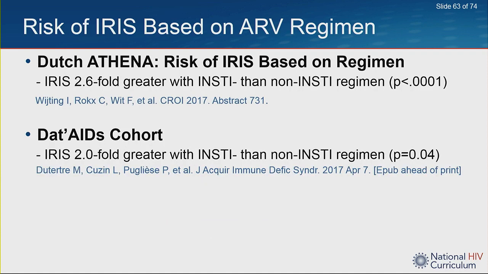So where did this notion come from? Well, it came from two studies that were presented at CROI, one that has been presented, one that has been published just very recently in the spring. There's the Dutch ATHENA study and the D:A:D cohort. In the Dutch ATHENA cohort, they found about a 2.6-fold higher risk of IRIS in regimens that contained an integrase strand transfer inhibitor than a non-integrase strand transfer inhibitor. The D:A:D cohort found about a 2-fold increase in the integrase-based regimen.